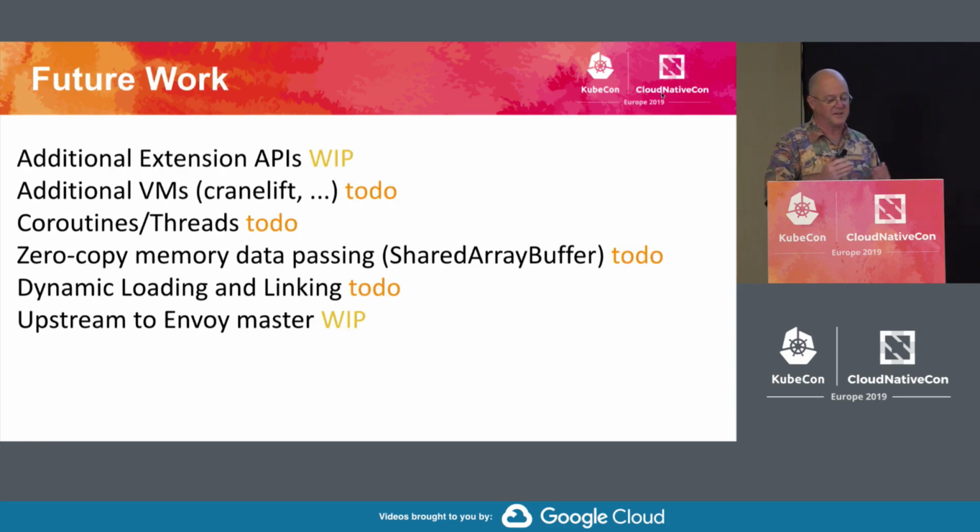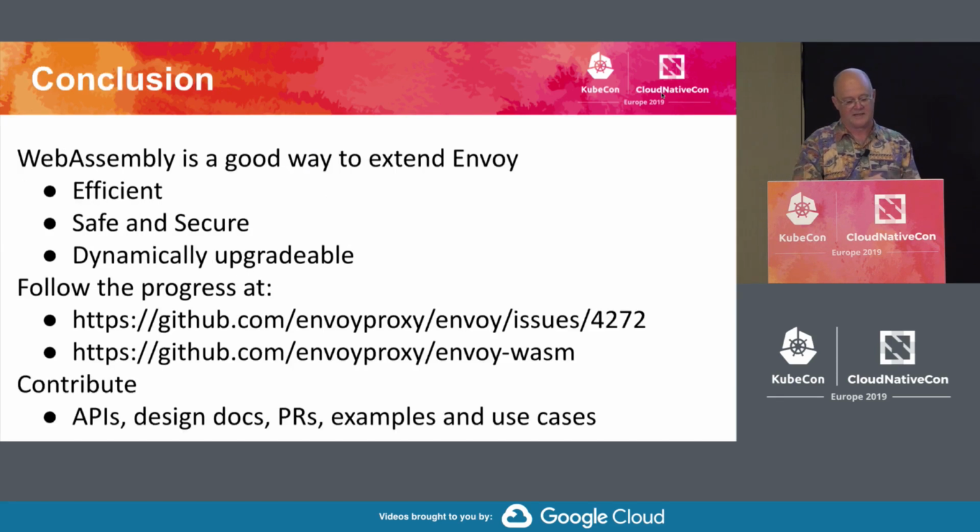And what are we planning to do? Well, we want to do additional extension APIs. We'd like to have additional VMs. There's a bunch of new standards coming out, threads. We'd love to have zero copy memory for those cases that it's appropriate for. And we'd like to have support for dynamic loading and linking. And of course, we'd love to upstream this into the Envoy master branch. It's not there yet. It's something we fully intend to do.